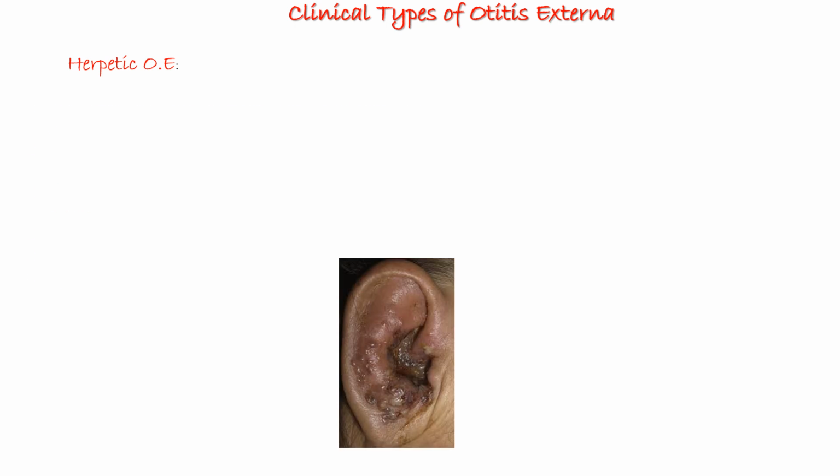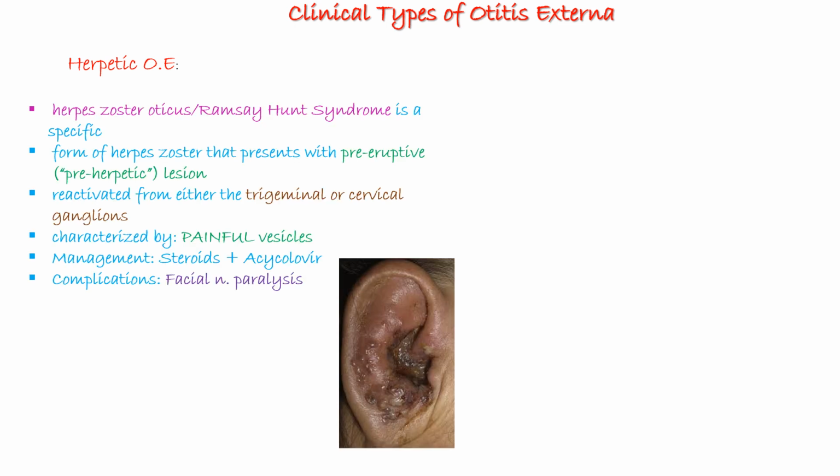Clinical subtypes of otitis externa. The first one is herpetic otitis externa, which is herpes zoster oticus, also called Ramsay-Hunt syndrome. It is a specific form of herpes zoster that presents with pre-eruptive lesions, as you can see here. As we say, herpes is for life. When the herpes zoster is reactivated from the trigeminal or the cervical ganglion, where it goes and stays, then we have herpes zoster oticus or Ramsay-Hunt syndrome.